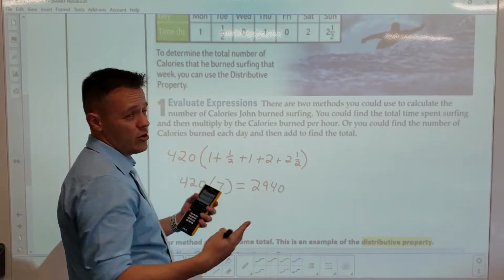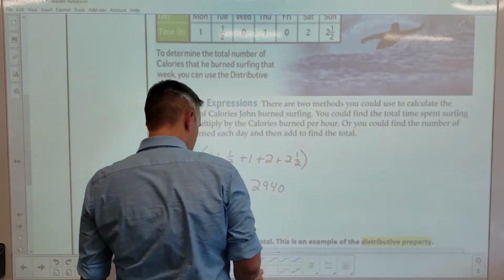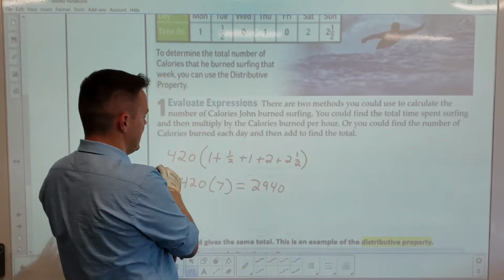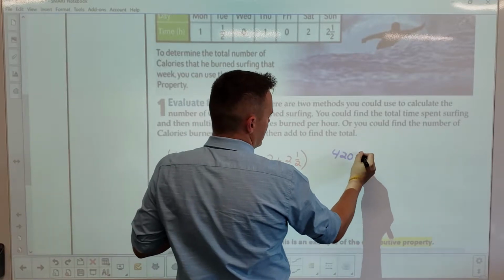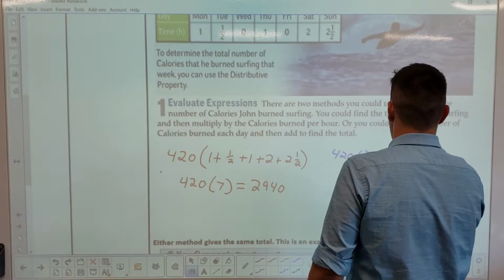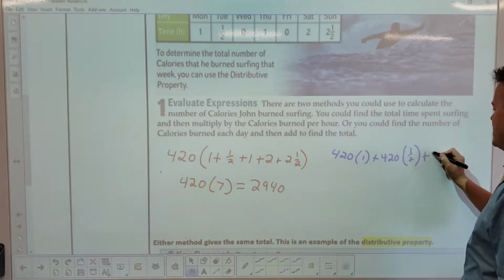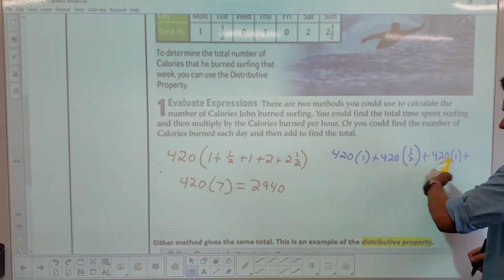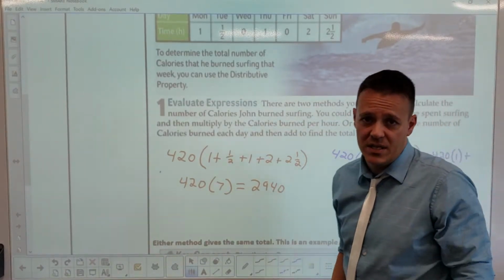The other way is a little harder and a little longer, but it wants you guys to know the same process, okay? So what I mean by that is on this process you would take and you would multiply this out. So that instead of being at 1, it would be 420 times 1 plus, and then it would be 420 times 1/2 plus, and then it would be the same thing again, 420 times 1 plus, and you guys get the drift, how it works out. Then you would multiply everything out, but you would end up still getting the same answer.